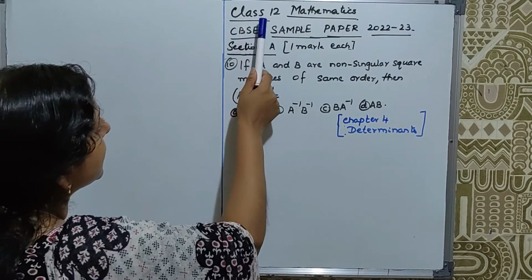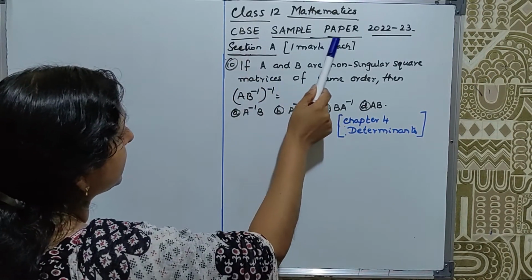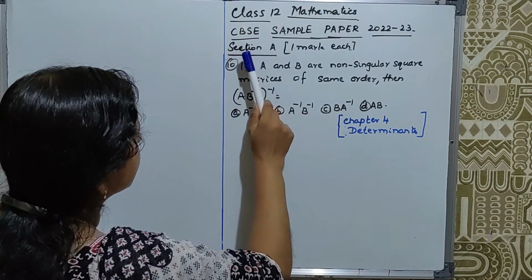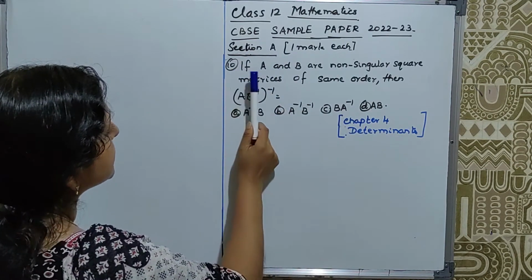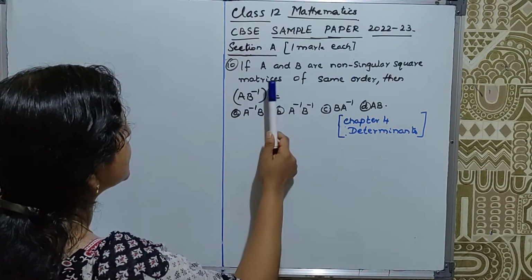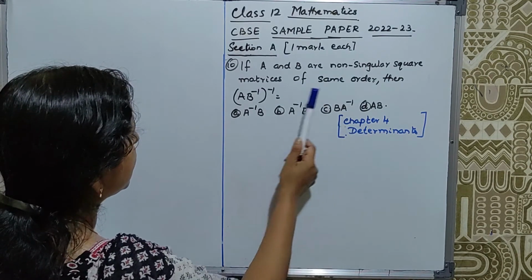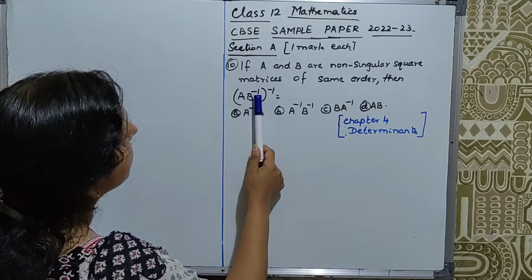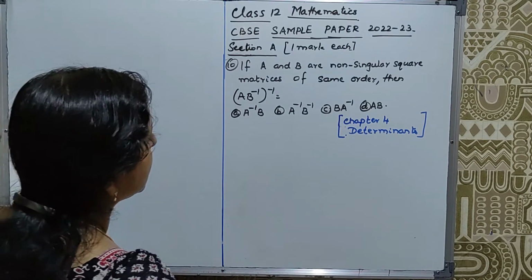Hello children, we are doing class 12 mathematics CBSE summer paper 2022-23, section A. Question number 10: if A and B are non-singular square matrices of the same order, then (AB) inverse is?